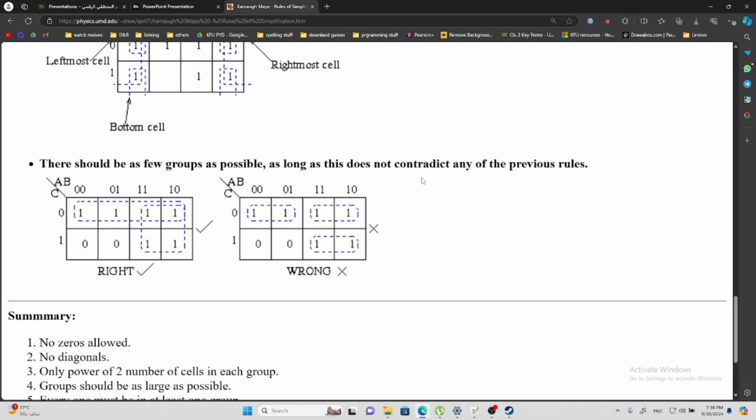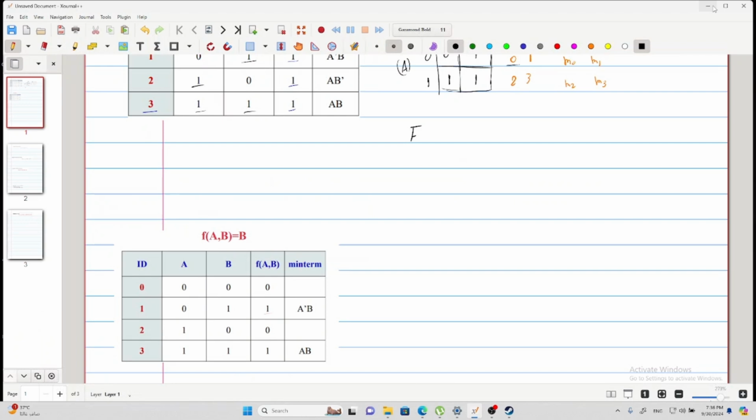Now, the final rule: there should be as few groups as possible, as long as this does not contradict any of the previous rules. So it means we should always strive to have the least amount of groups that covers all of the ones, so that it does not contradict any of the rules that we have stated. That is very important, because if we apply this rule, it means that we have the most simplified expression, meaning the cost is the least and the performance is the highest.